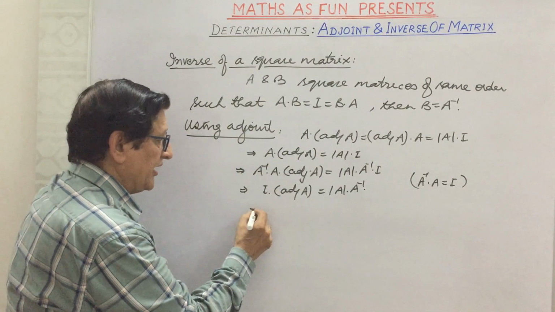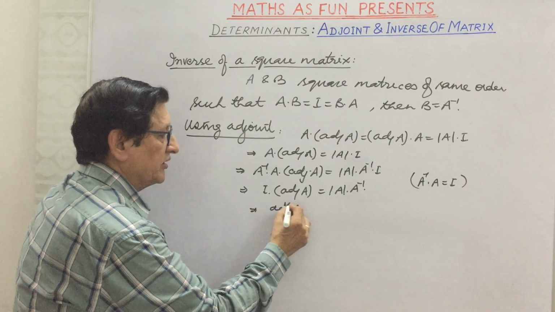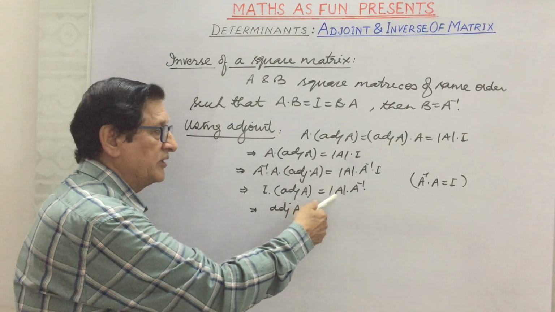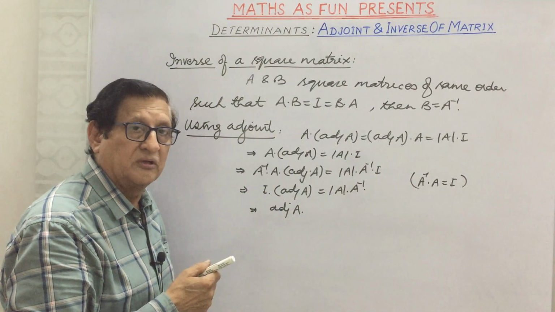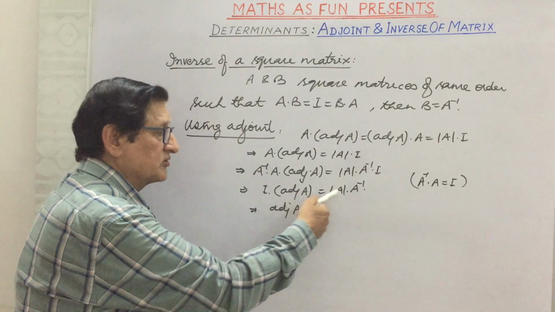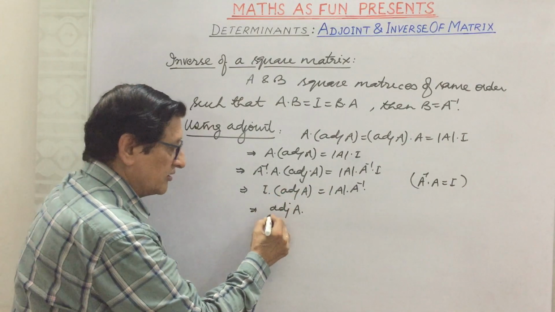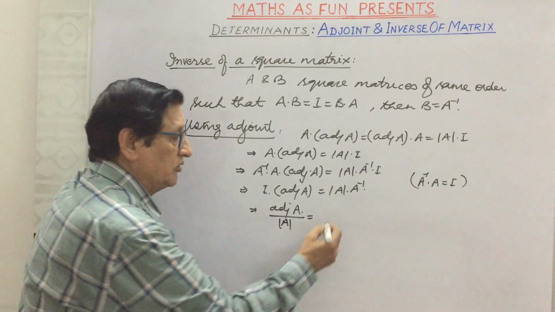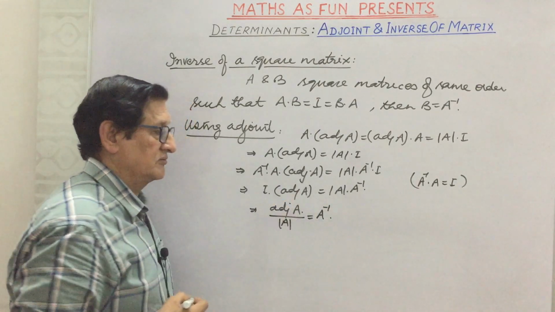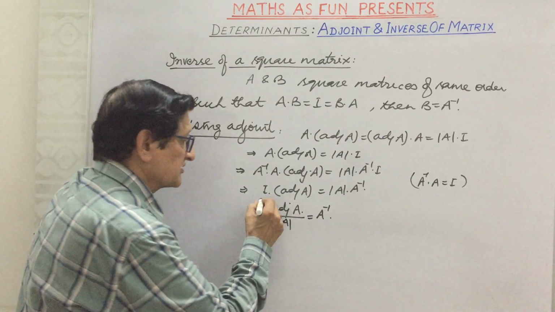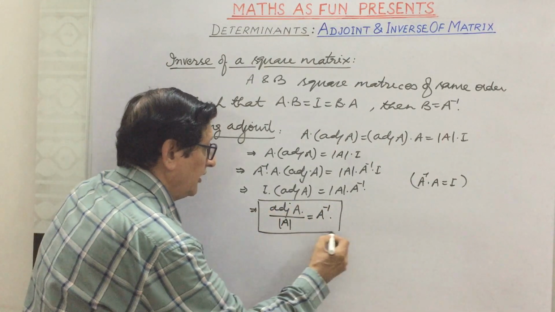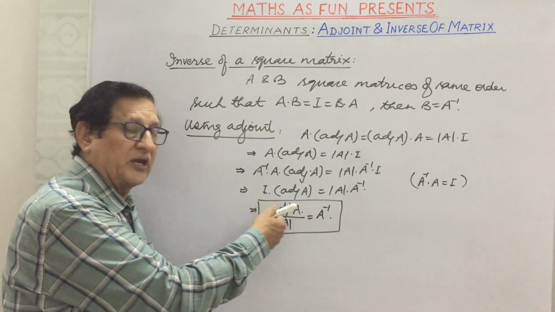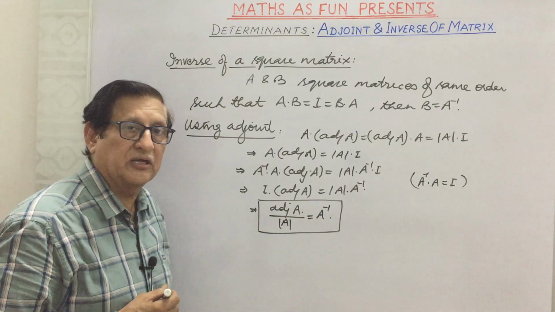I into adjoint A is adjoint A. And we also know that determinant A is a numerical value, that is a number. So if we divide both the sides by determinant A, will it give us that adjoint A upon determinant A is equal to A inverse. It means this can be applied as a formula to find out the inverse of a square matrix, the adjoint of A to be divided by determinant A.